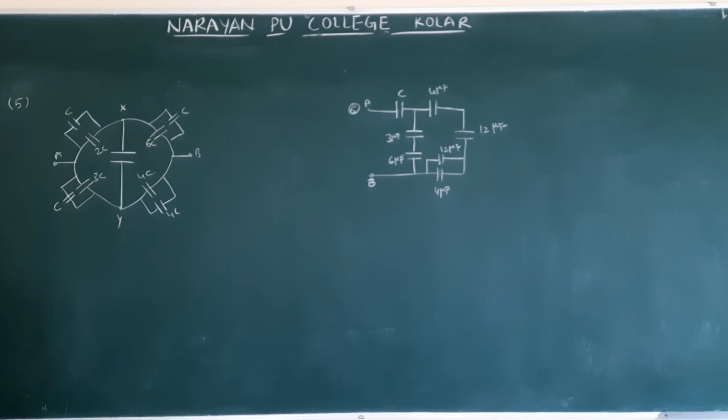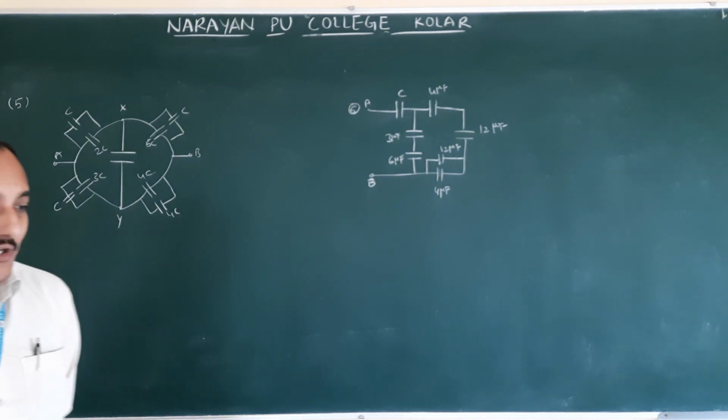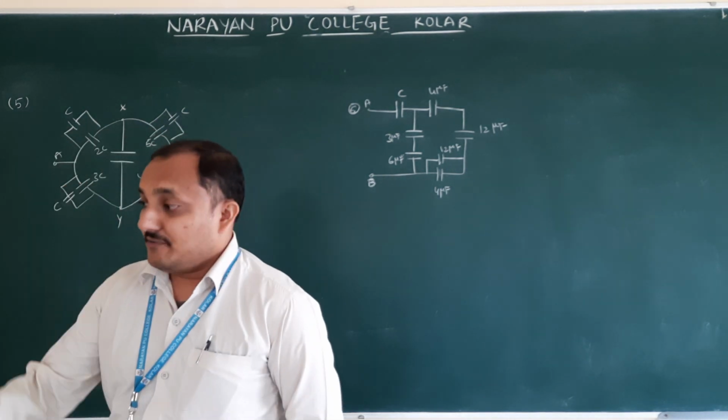A is a Wheatstone bridge. Yes. B also, the second option is also a Wheatstone bridge. The third option is also a Wheatstone bridge, isn't it? Therefore 1, 2, 3 are identical. Therefore obviously the fourth one is the different one. Therefore option 4 is correct. Isn't it? So I have drawn for you the different Wheatstone bridges.